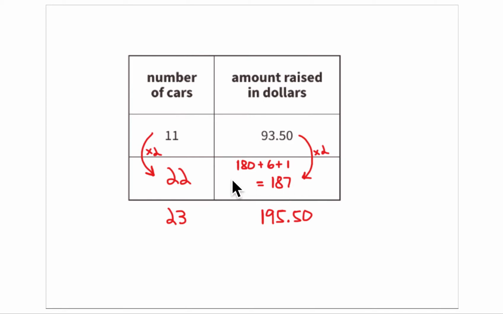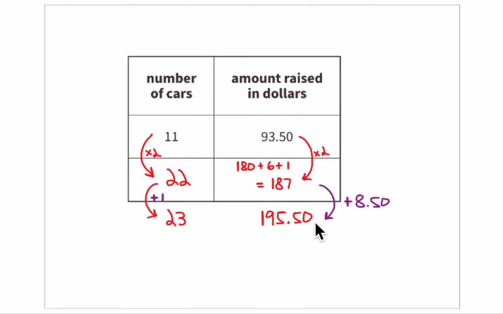Now, the reason it's an interesting choice is this is one more car. So how much more money do you make? Well, you make $8.50 more. That is the unit rate. How much do you make for one car? You make $8.50.